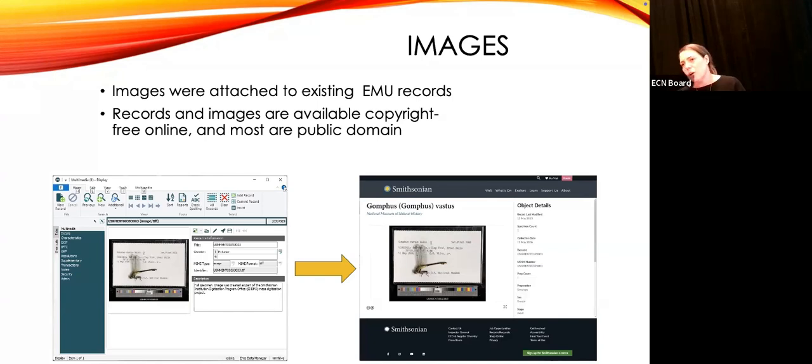Almost all of our images at the Smithsonian are labeled CC0. That means that they're in the public domain and anyone can use them. There are a few cases where we don't do that, either if the specimen is endangered or if the photographs were taken under a certain sort of contract. But for the most part, we try to make all of those images 100% in the public domain.